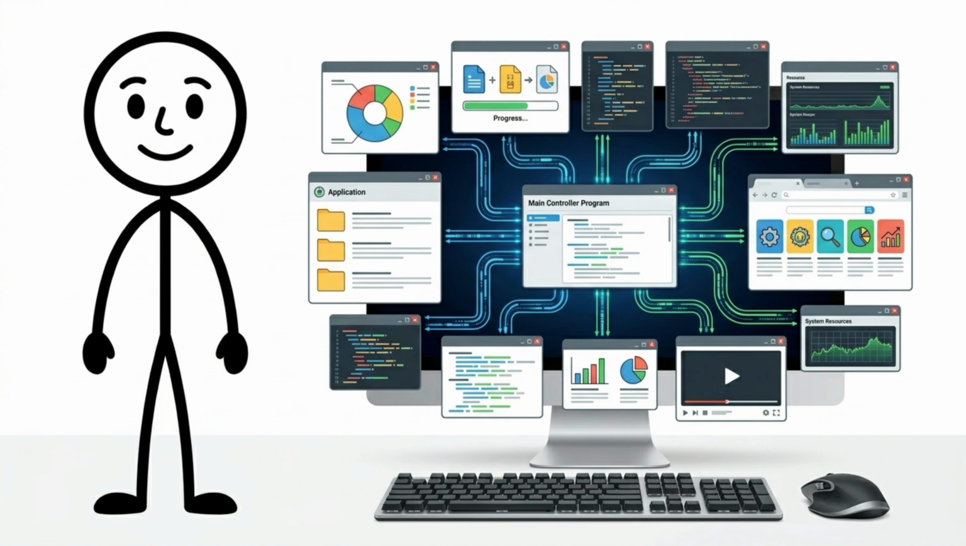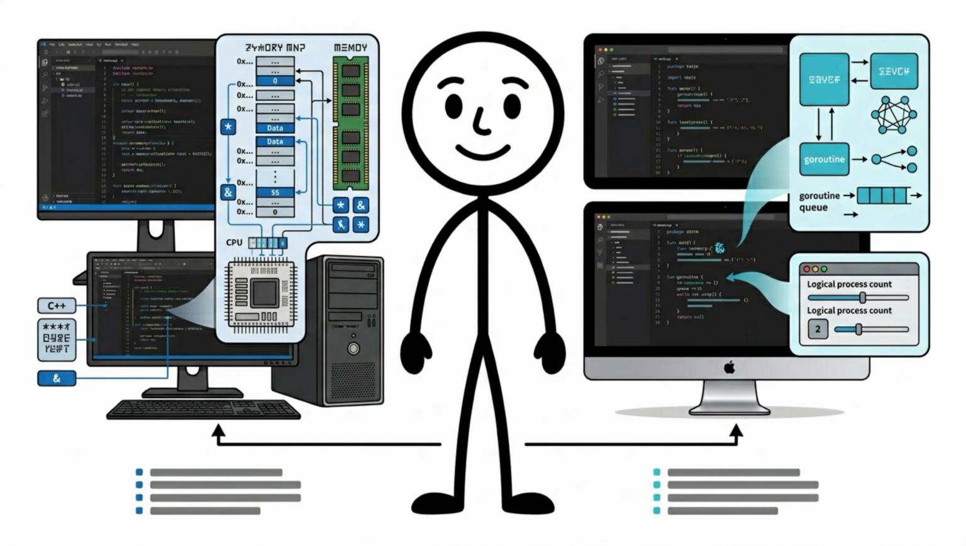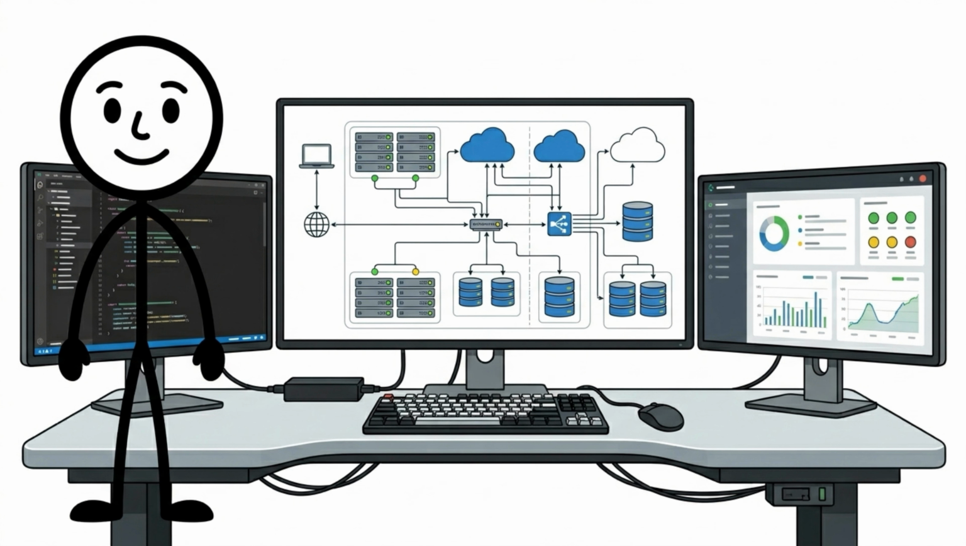One of its most famous features is goroutines, which make it relatively easy to run many tasks concurrently. Go may not provide the same level of low-level control as C++, but its simplicity can make large networked applications much easier to build and maintain.